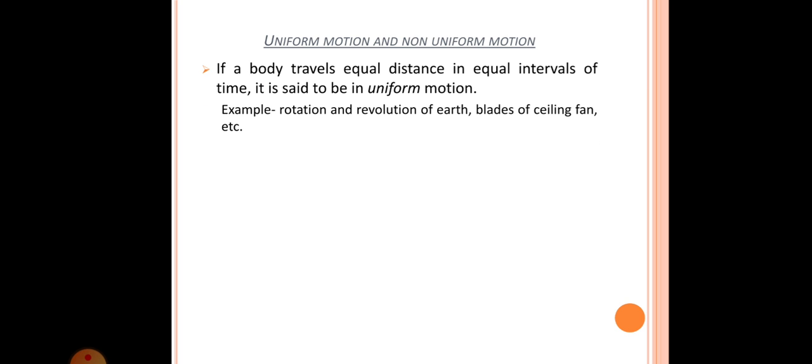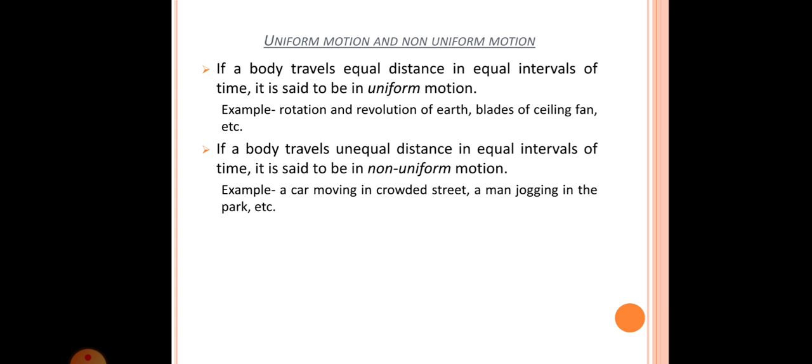Okay, now let us try to understand what are the types of motion. There are various types of motion, but in this chapter we are going to discuss only uniform and non-uniform motion. So what is uniform and non-uniform motion? If a body travels equal distance in equal interval of time, it is said to be in uniform motion. Clear? Fine. For example, rotation and revolution of earth and the blades of a ceiling fan. These are examples of uniform motion.